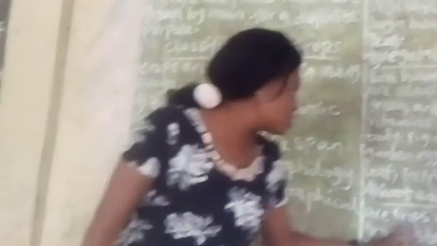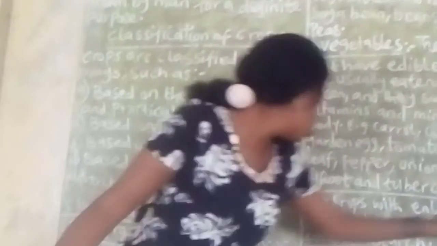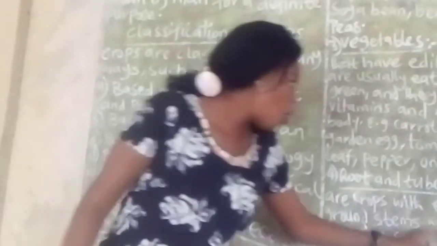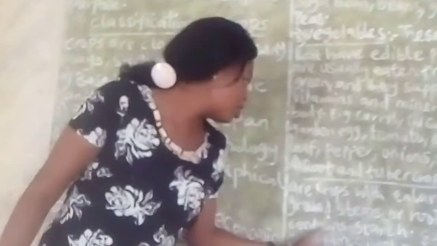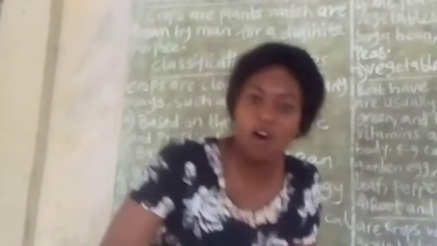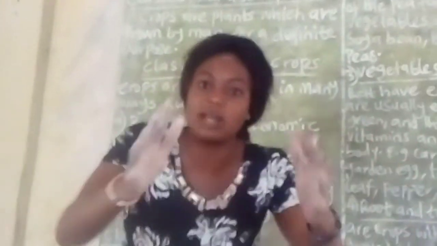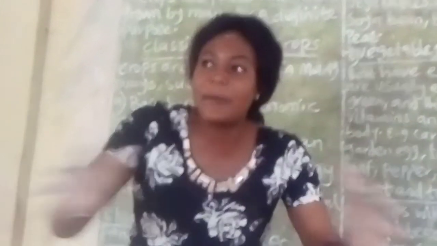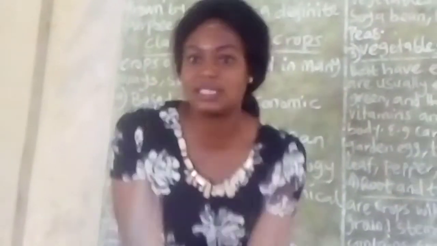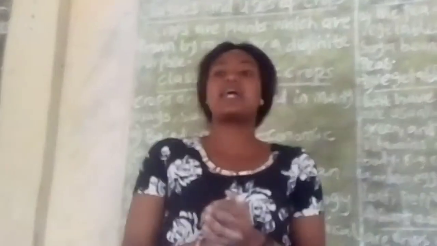These are crops with enlarged underground stems or roots, which contain starch. Underground stem, that means their stem goes under the ground. Now under the ground, the stem begins to do what? Enlarge. That particular part that is enlarging contains what? Starch. Let's say for example, cassava plant.